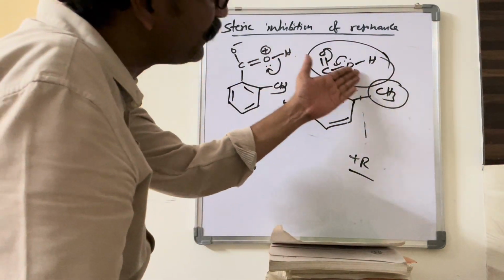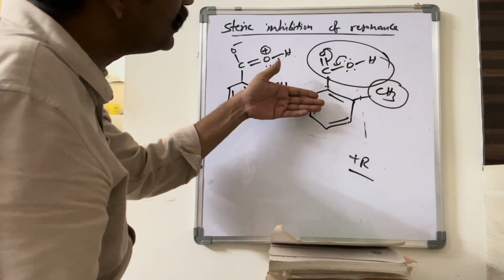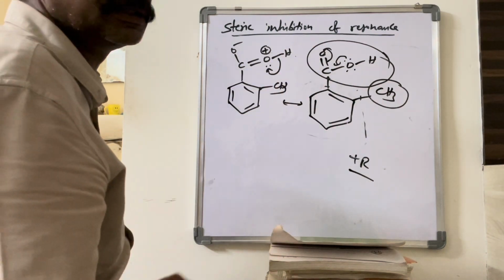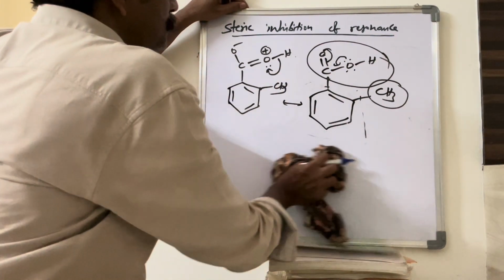Because between the COOH and the methyl group, steric inhibition of resonance is operated. Because of the steric effects between the benzene ring and COOH, resonance is not operated.